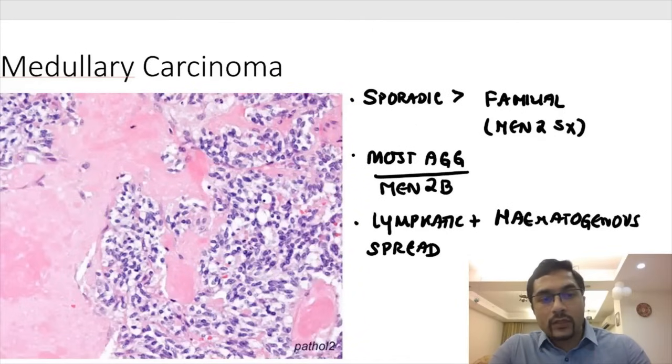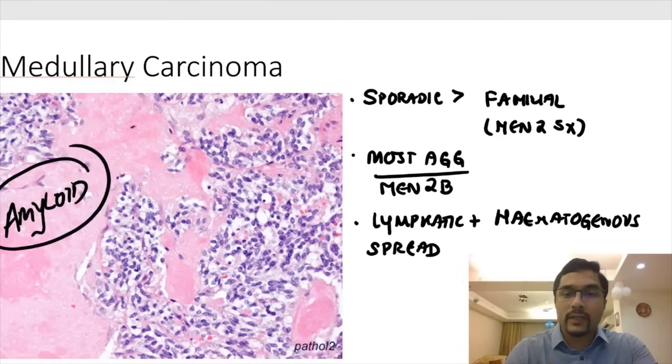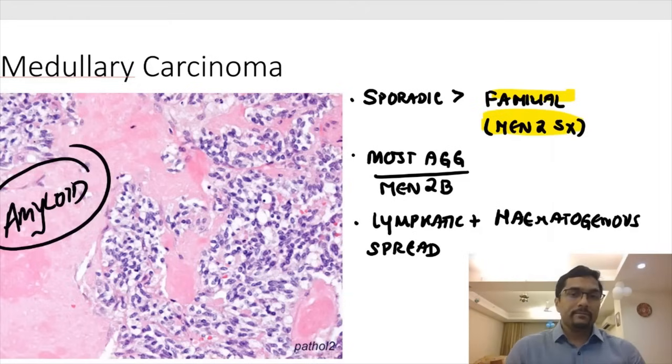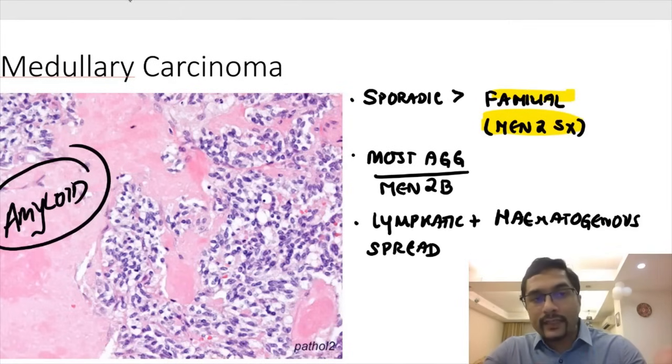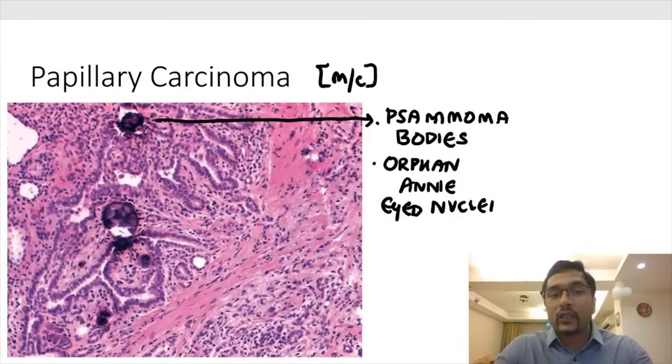So this is the slide which has also been asked, and you know this pinkish material is amyloid. So if you get amyloid on a thyroid FNAC specimen, it is medullary carcinoma thyroid. And you know medullary carcinoma thyroid, sporadic tumors are more common than familial. And familial tumors, this has also been asked. Familial tumors are seen in MEN2A syndrome. What is MEN? MEN is multiple endocrine neoplasia syndrome. So MEN2 syndrome is where you can see medullary thyroid cancer. And the most aggressive medullary thyroid cancer is seen in MEN2B. This question has also been asked. And medullary thyroid cancer can show both lymphatic and hematogenous spread.